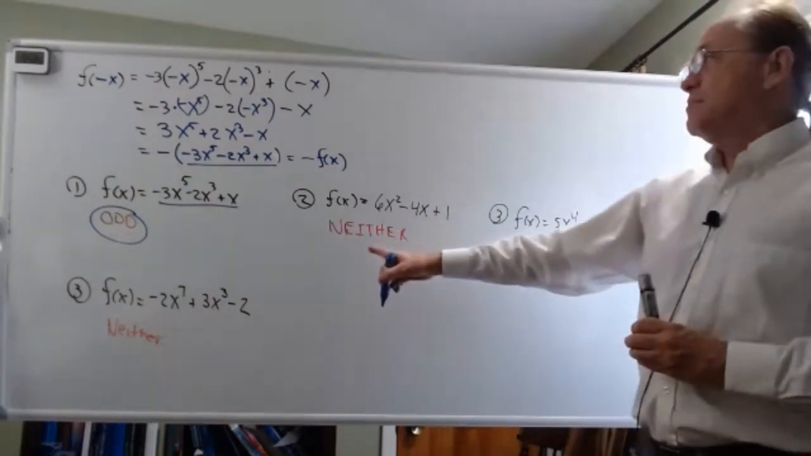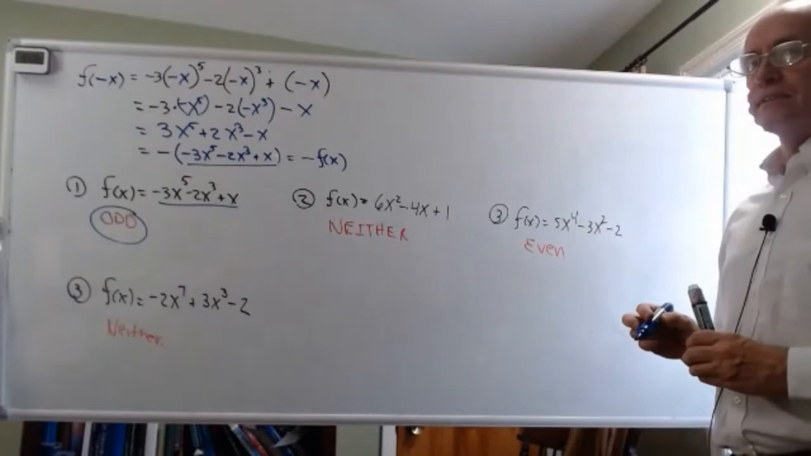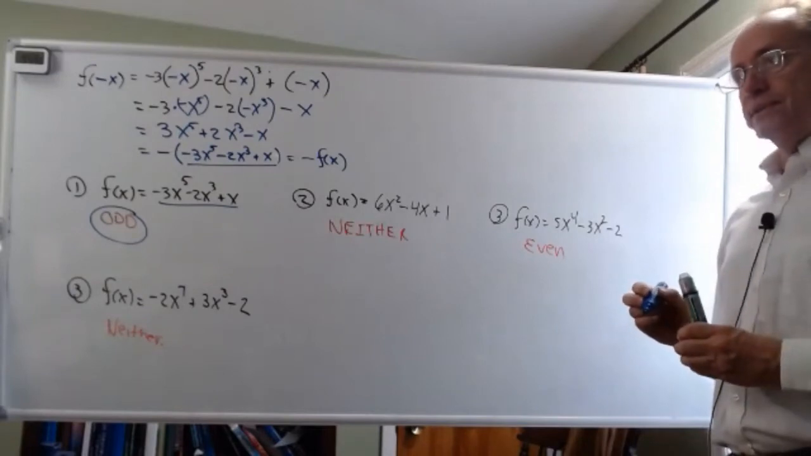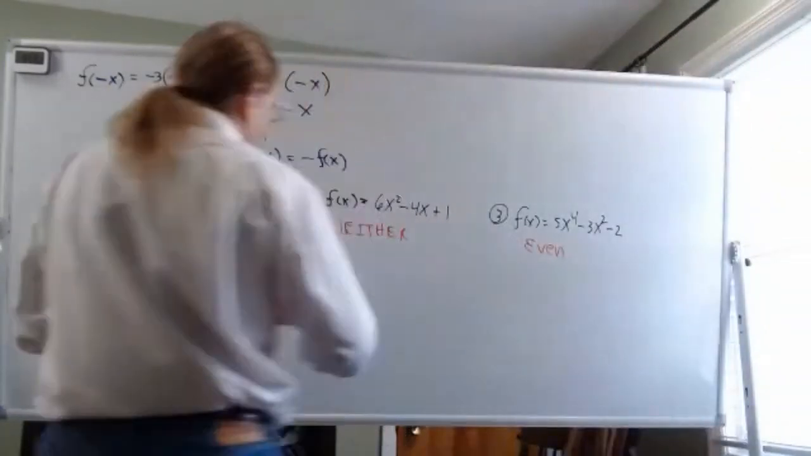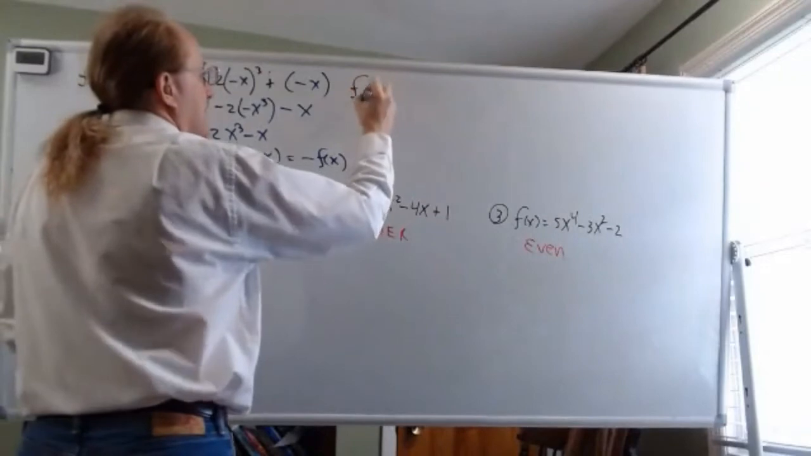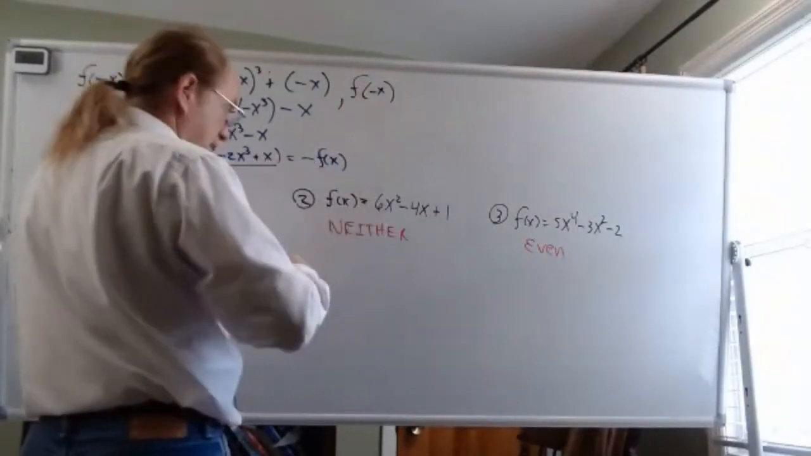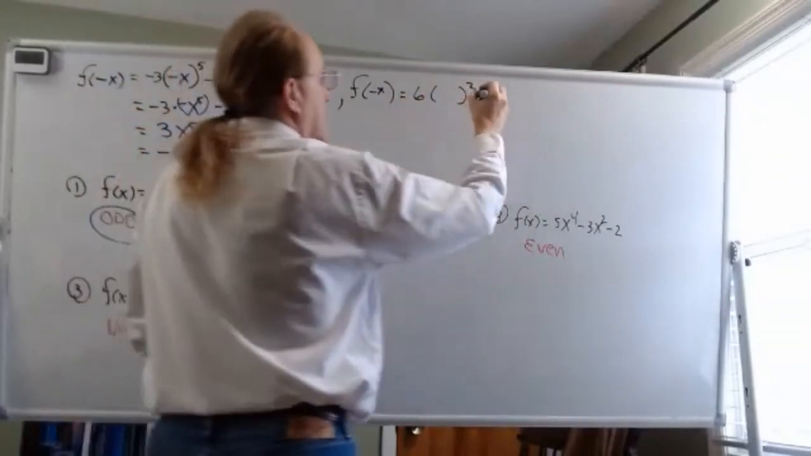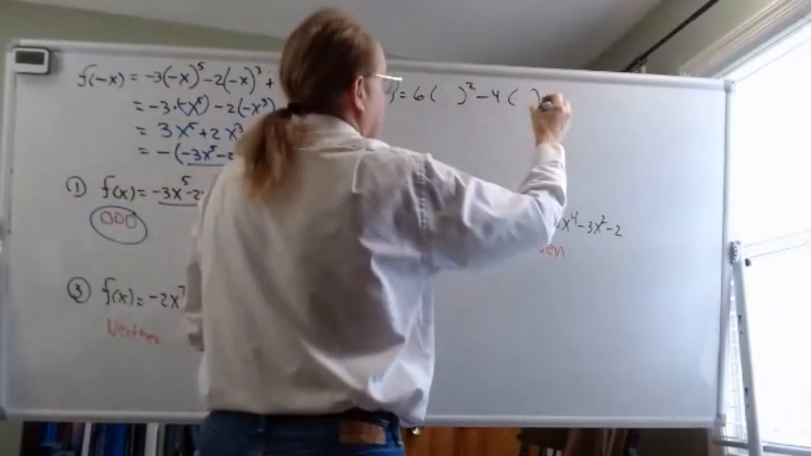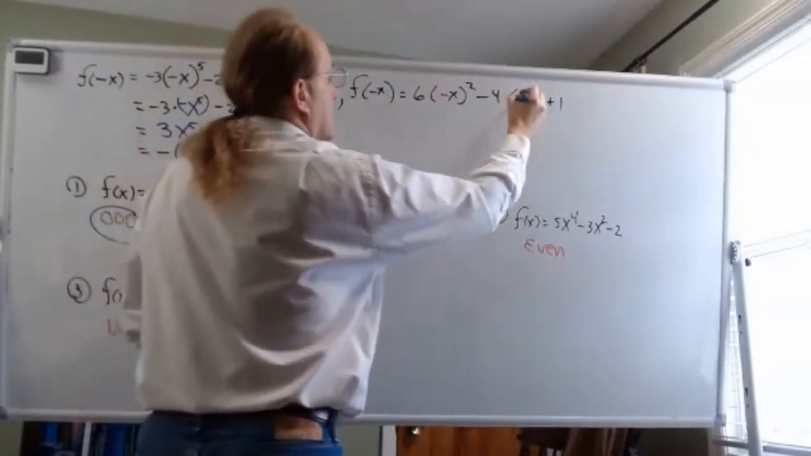Okay, does anyone want to see number 2? That is an example of a neither case. Neither odd nor even. Anyone want to see that? Anyone get that? Let's go through it. Same process, don't change the process. f of negative x: everywhere I have an x, I'm going to replace it with a negative x and see what happens.